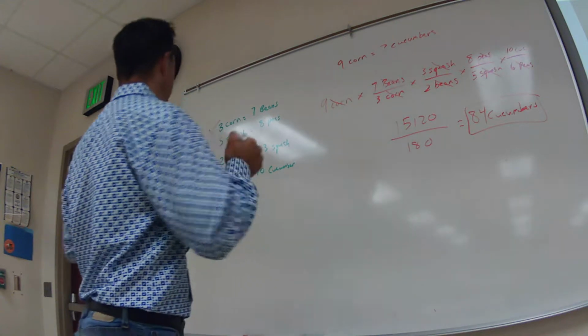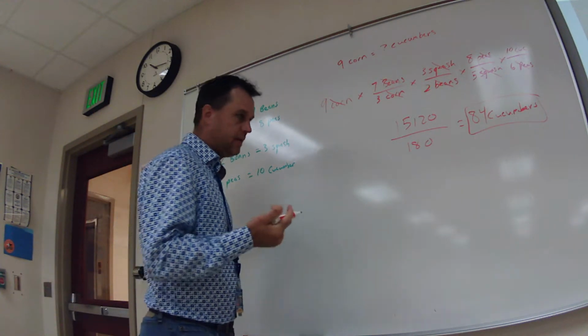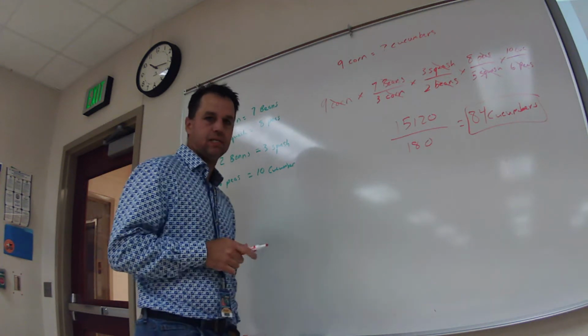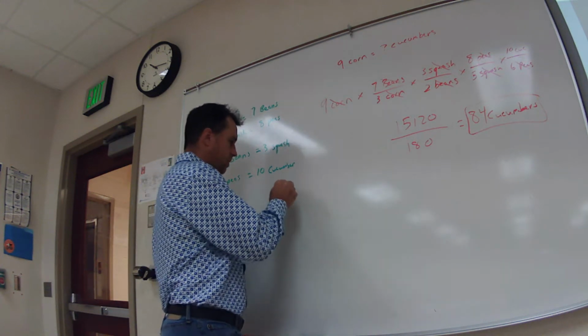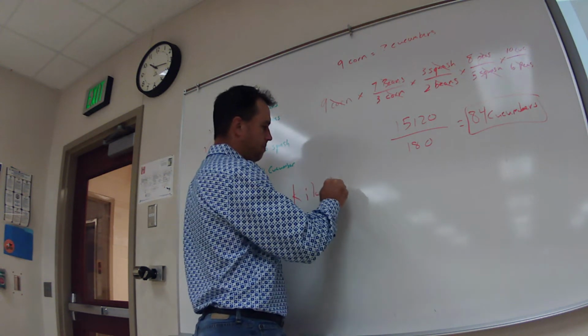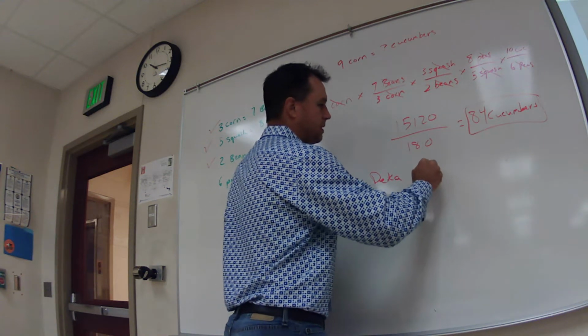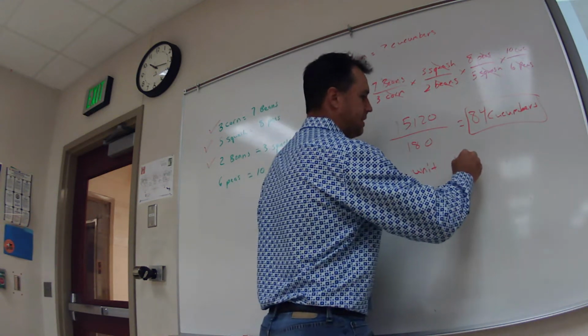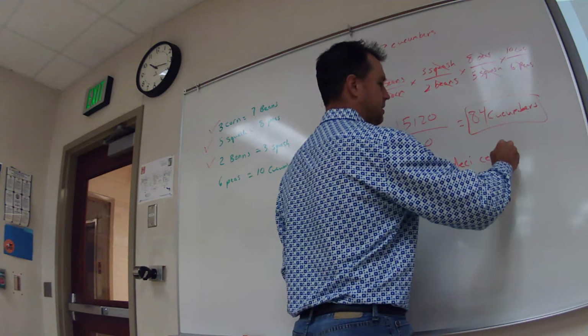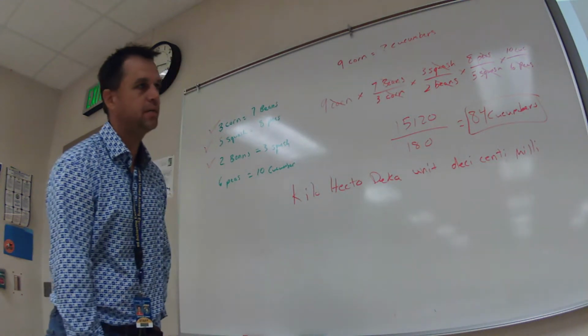Okay, last thing for today is more review of the metric converting because we're going to be using metric units a lot in this class. And the metric units are kilo, hecto, deca, unit, deci, centi, milli.